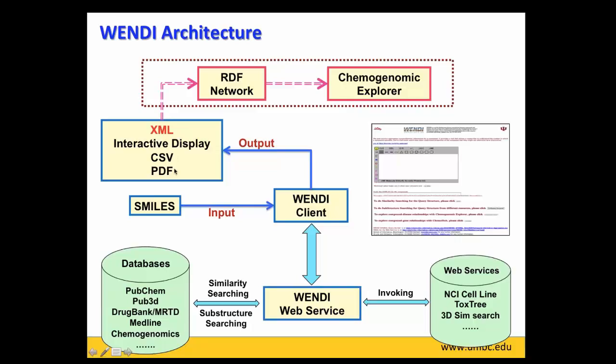Also, we include some of the other interactive displays like the CSV and PDF for the lab scientist. So all the information has been aggregated into the XML file. And because we saw this huge amount of data we have already integrated for these particular chemicals, we're thinking whether we can translate it into an RDF network, then we can run some automatic reasoning to identify some new associations on top of that. So this is another application I will talk about later.